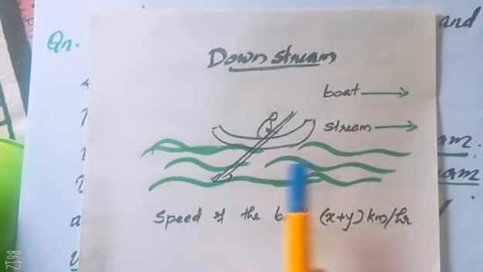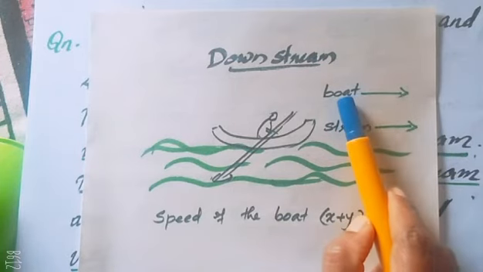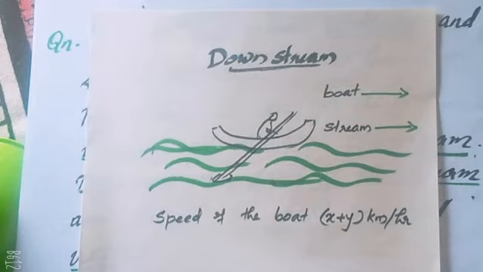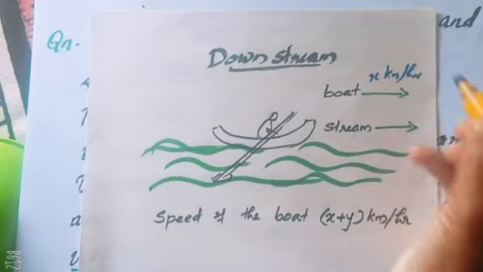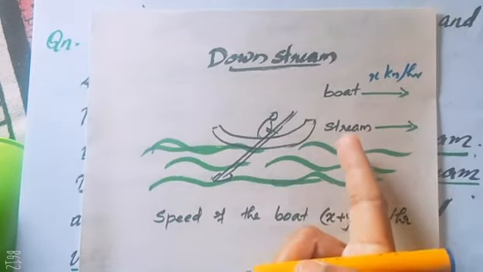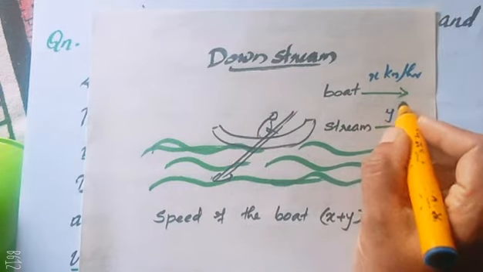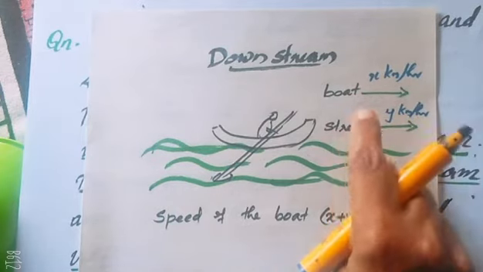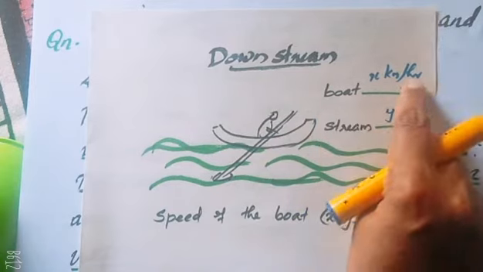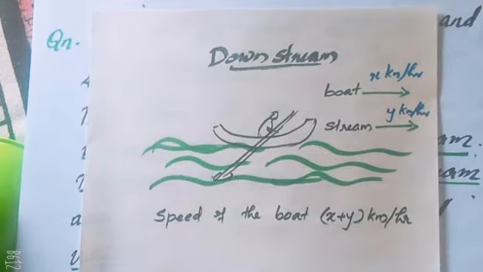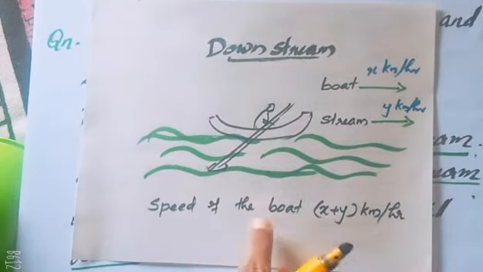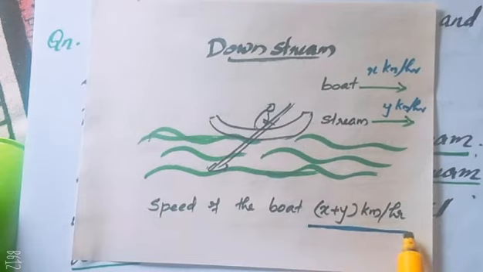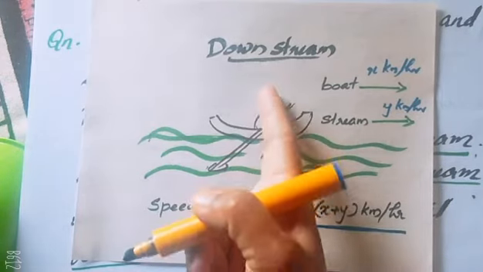In this case, if we take the speed of the boat in still water as x kilometer per hour, and the speed of the stream as y kilometer per hour. Once again, speed of the boat is x kilometer per hour in still water, and speed of the stream is y kilometer per hour, then the speed of the boat in downstream will be x plus y kilometer per hour. This is the speed of the boat in downstream.